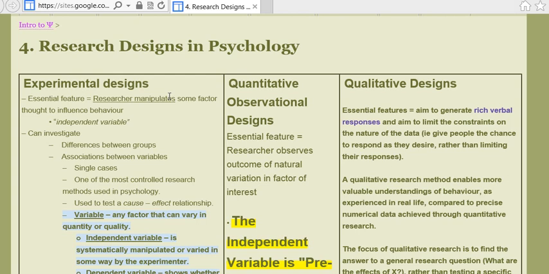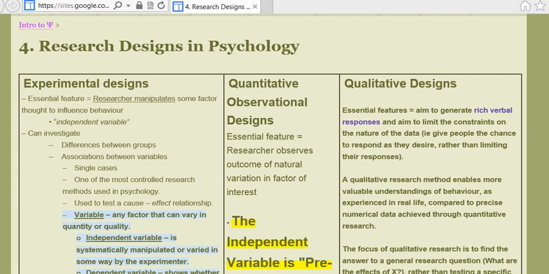lab situation, equals random allocation of the participants into groups, the control and the experiment group, equals independent variable manipulated by the researcher in order to observe the effect this independent variable has on the dependent variable. So we are actually reporting the way the dependent variable is responding.